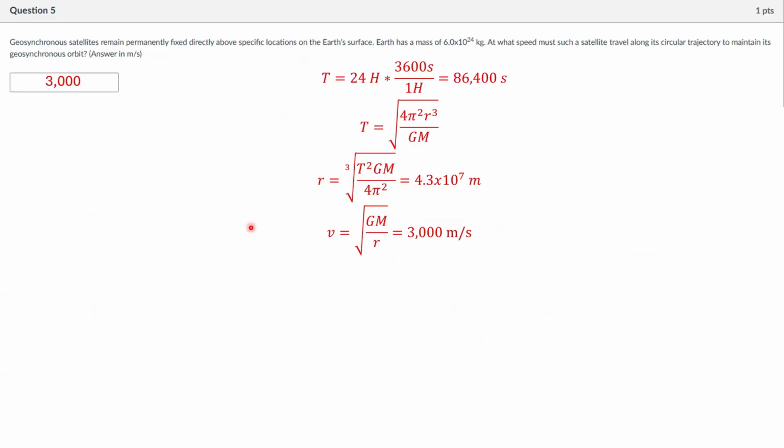All right, finally, question 5. Geosynchronous satellites remain permanently fixed directly above specific locations on Earth's surface. We're told the mass of Earth. And then we're asked, what's the speed of the satellite? What speed must the satellite be traveling at to maintain this circular trajectory?